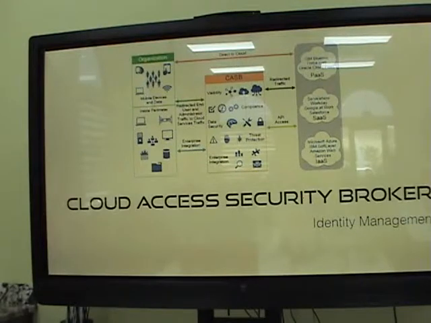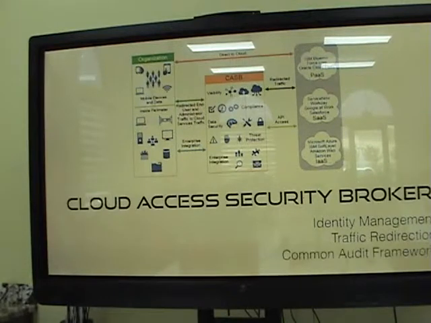So what do you do here? You have common identity management. At least you create one user, one place, and they can go to all clouds. Then you would have traffic redirection properly. You can actually say, my traffic going from my location to Amazon, AWS, all of these places, this is all well managed. And then finally, you have a common audit framework. You know who's going where. This is a little bit better than before.